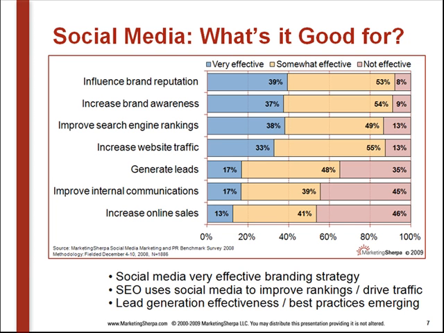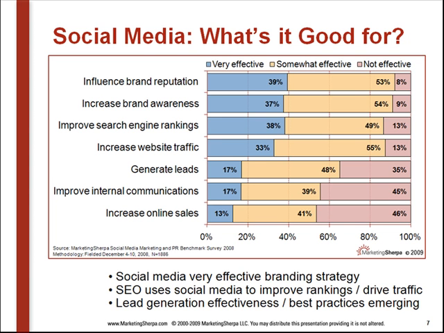We also wanted to know what social media is good for from the perspective of marketers. And what we found, as this chart shows, is at the top of the list, branding strategies like influencing brand reputation and increasing brand awareness were the most effective strategies that social media was able to perform. Next on the list are search engine optimization related strategies for improving search engine rankings and increasing website traffic.